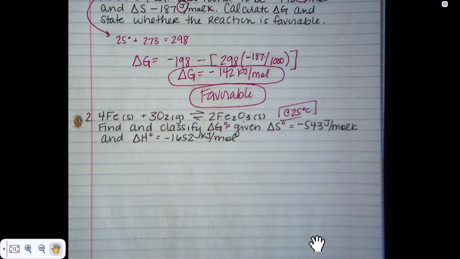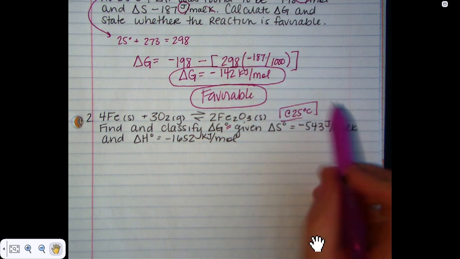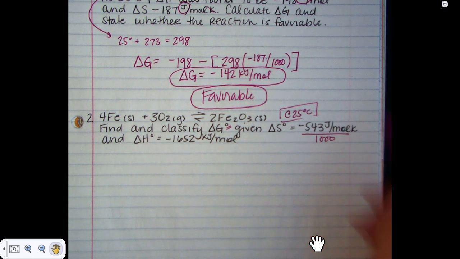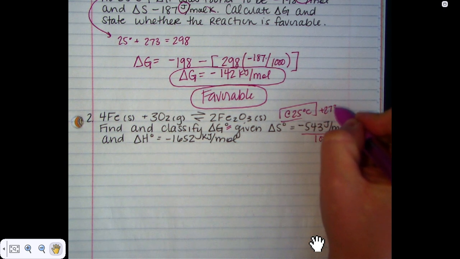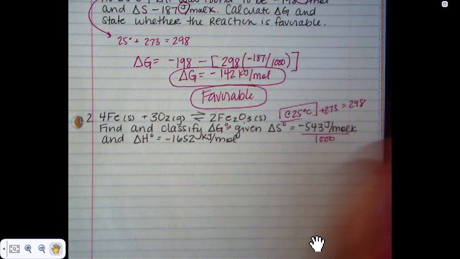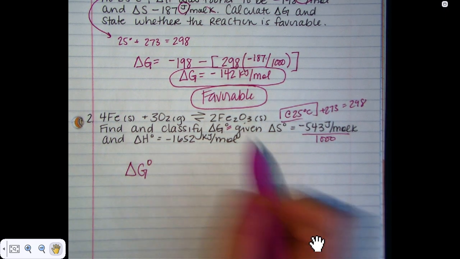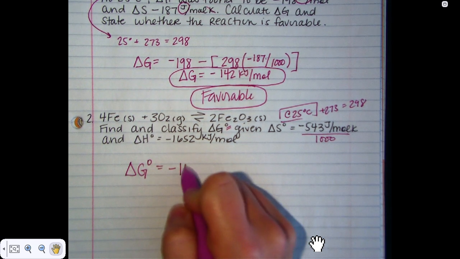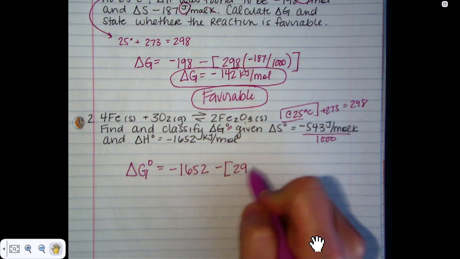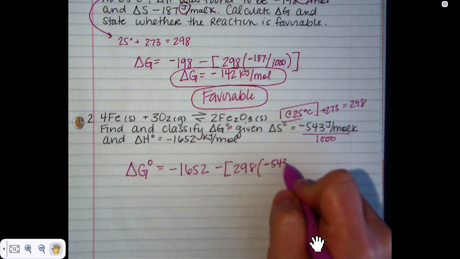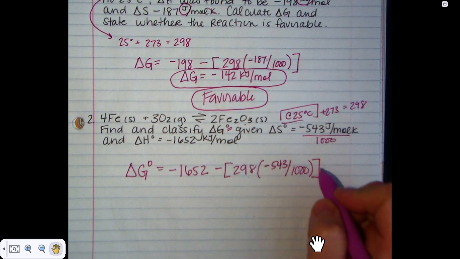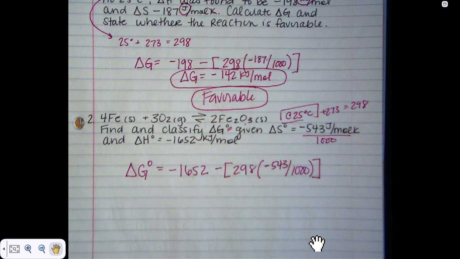And then I'm given a delta S naught value and a delta H naught value. All right, so I'm going to do the same thing I did up here. I'm going to convert my joules to kilojoules by dividing by 1,000. I'm going to convert my Celsius to Kelvin by adding 273, and then I'm going to plug and chug. All right, so delta G naught is equal to negative 1652 minus 298 times negative 543 divided by 1,000. Okay, and so let's see what I get when I do that. I'm going to hold my calculator out of the way so you don't get that glare this time. Negative 1652 minus 298 times negative 543 divided by 1,000.